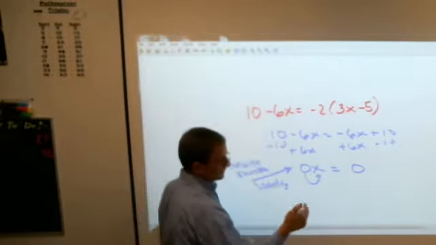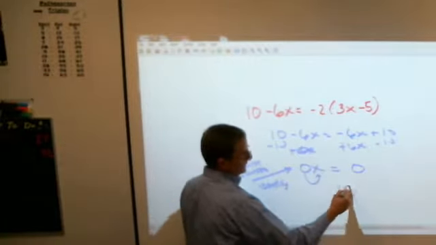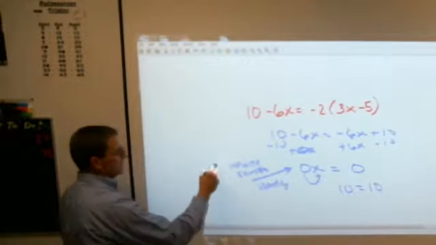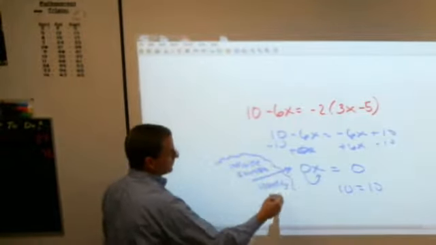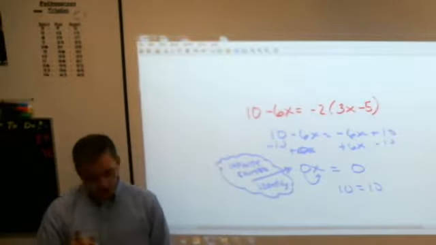I could have left this at this point here. I could have got rid of my x's and then 10 equals 10, which means the same thing equals the same thing. This is infinite solutions. Now, generally, here's what you got to be careful with.